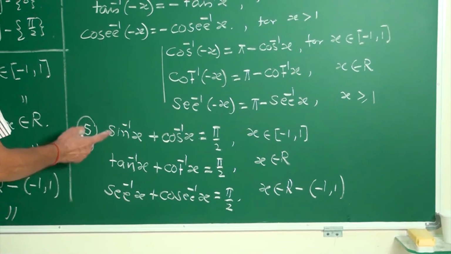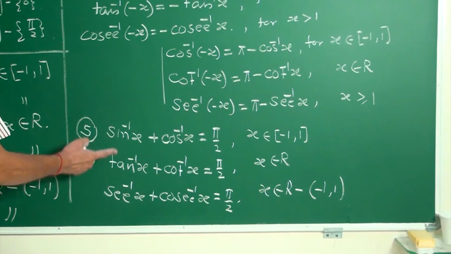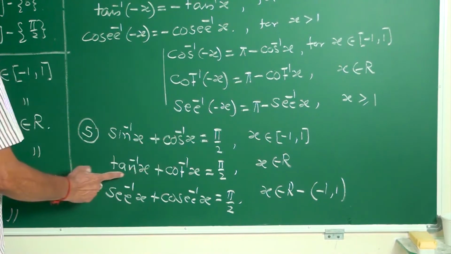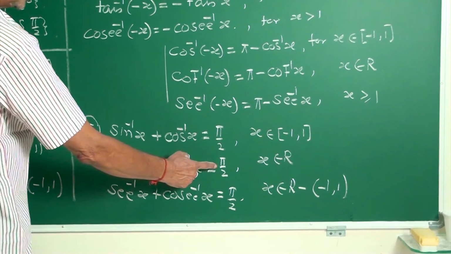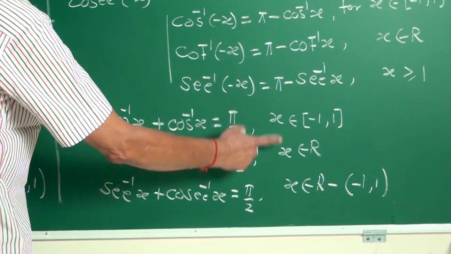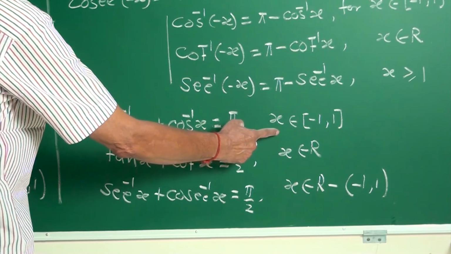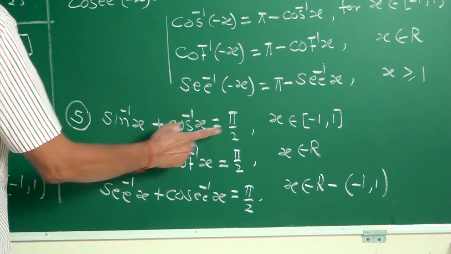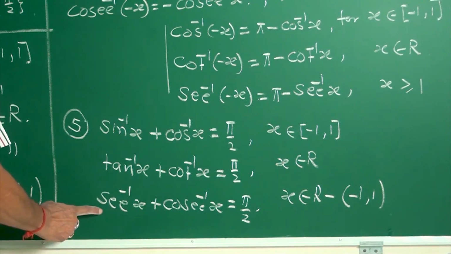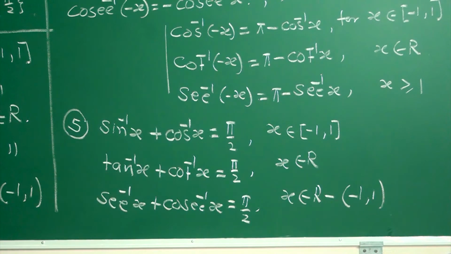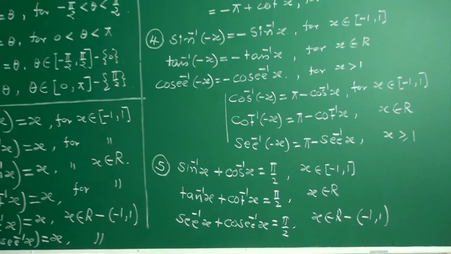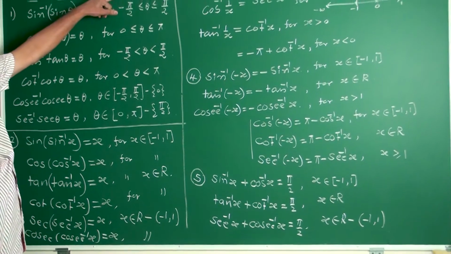So I will consider some 2-3 examples, and they are simple examples under 1 mark. Sin inverse x plus cos inverse x is pi by 2. Tan inverse x plus cot inverse x is pi by 2. Sec inverse x plus cosec inverse x is pi by 2. This is for the values of x: for sin and cos, minus 1 to plus 1; for tan, x belongs to R; and for sec and cosec, x belongs to R minus that open interval. These are some properties connected with ITF, my friends.